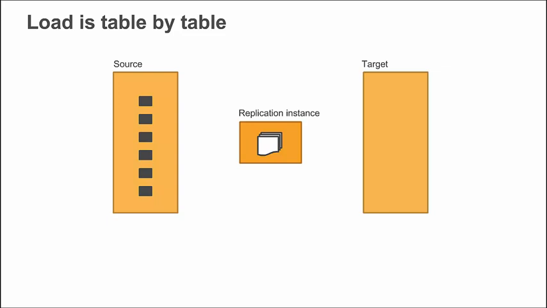I also wanted to spend a few minutes discussing in more detail how the database migration service works. As I've mentioned before, the database migration process is divided into two phases. The first phase is the bulk load. It's basically when we take a snapshot of your existing source database and move that entire snapshot to the target database.